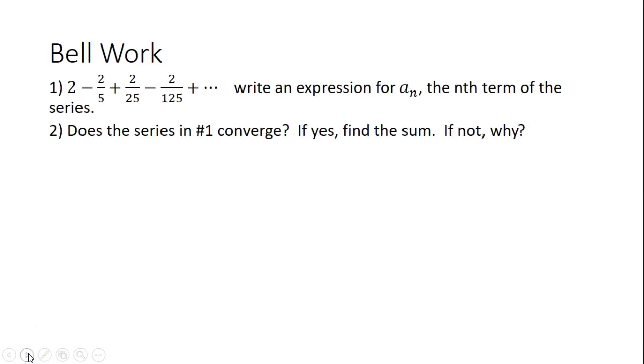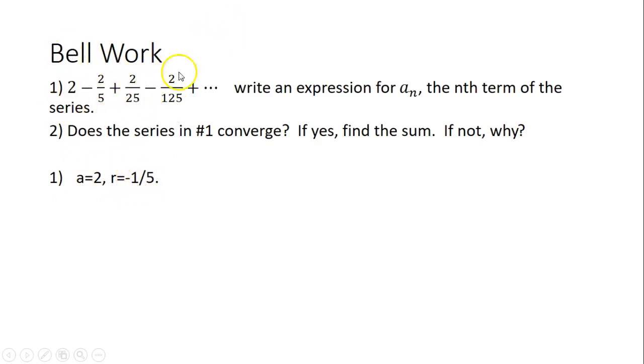So first question, we have 2 minus 2/5 plus 2/25 minus 2/125, and first thing we want is just an expression for the nth term of the series. So like the third term, I want to plug in 3 into some equation or some formula, and that'll give me 2/25. So it looks like this is geometric. Our first term is 2, our next term is negative 2/5, so we multiply by a negative 1/5 to get there, then negative 1/5 again, negative 1/5 again. So it's geometric. Our first term is 2, and our r is negative 1/5.